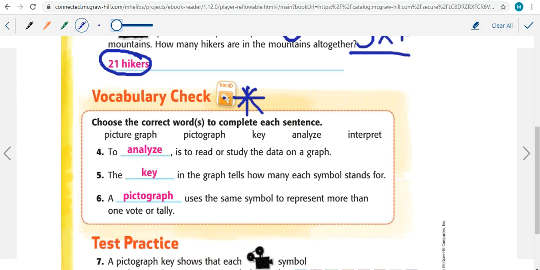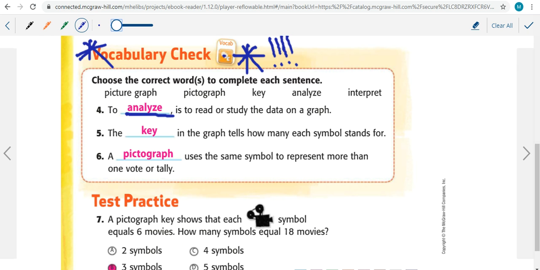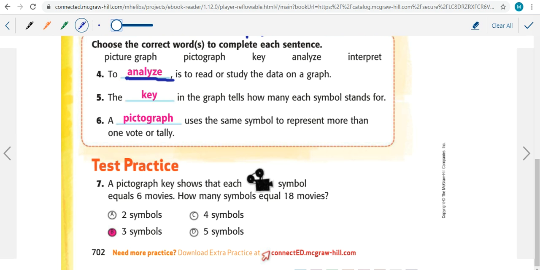Now, vocabulary check. Please pay attention to this part. To analyze is to read or study the data on a graph. The key in the graph tells how many each symbol stands for, and a pictograph uses the same symbol to represent more than one vote or tally.